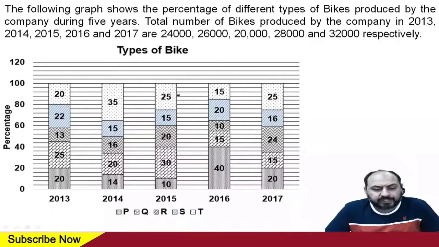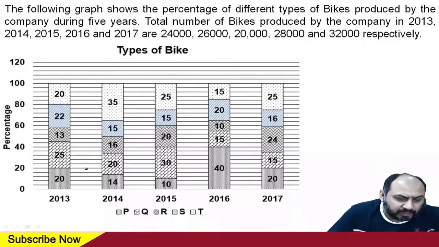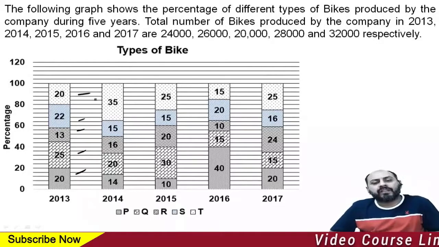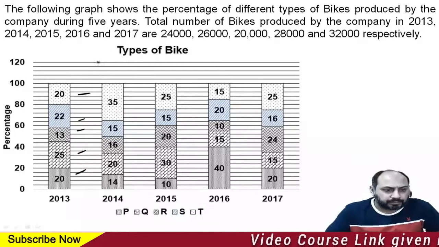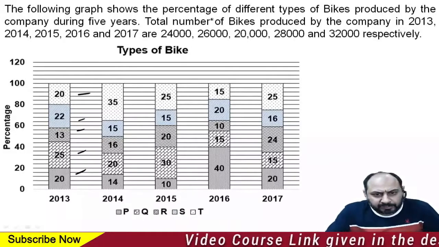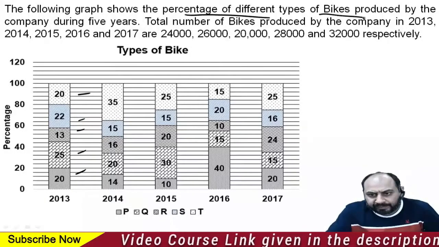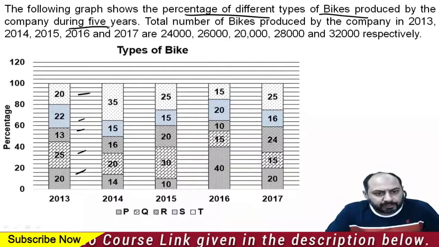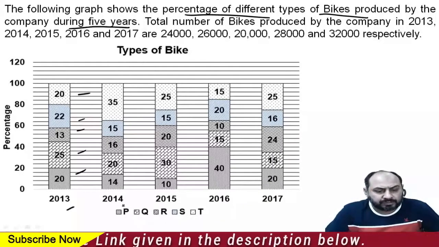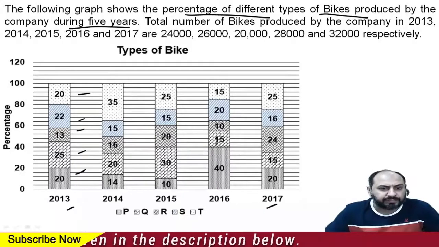Now why are we calling it a stack graph? Because a lot of values are stacked one on the other, right? So before we get started with this graph, let us understand what the graph is all about. The following graph shows the percentage of different types of bikes produced by the company during 5 years. These are years 2013 to 2017, 5 years.